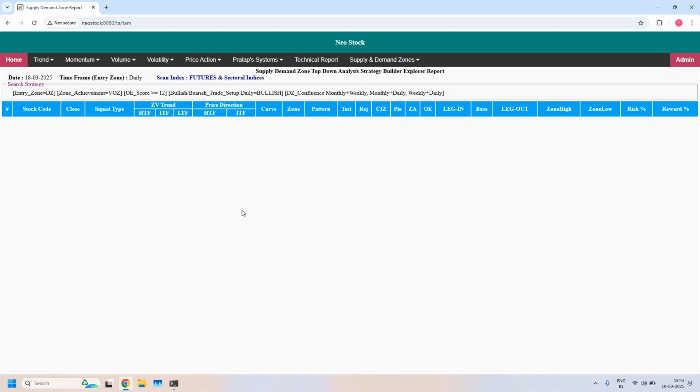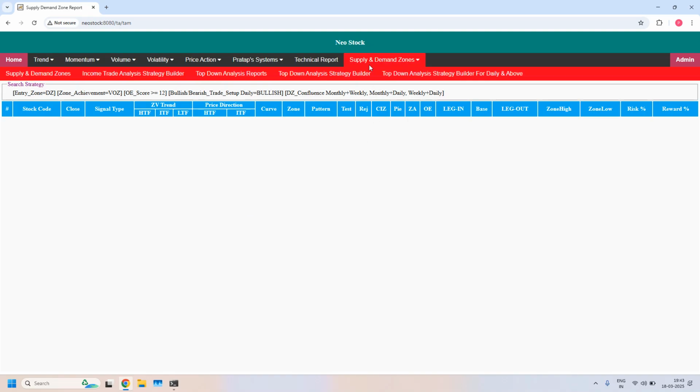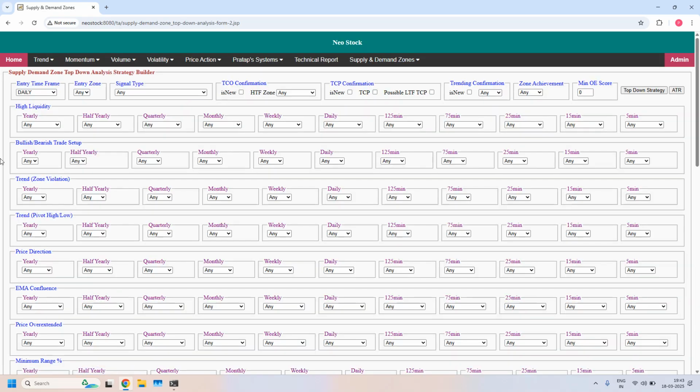Next, we will look into bearish trade setup for monthly income trade. So entry time frame is daily. Entry zone should be supply zone. And also in bullish or bearish trade setup at daily time frame, we have to select bearish. And zone achievement should be violated opposing zone. Minimum odd and hands score should be 12.